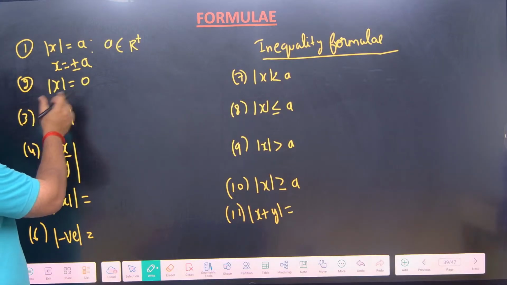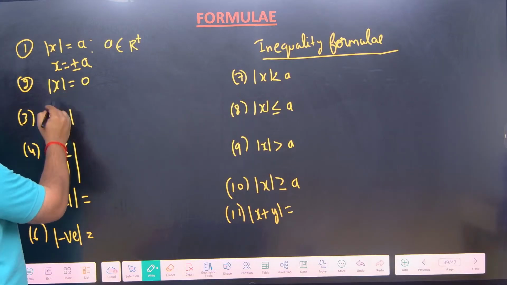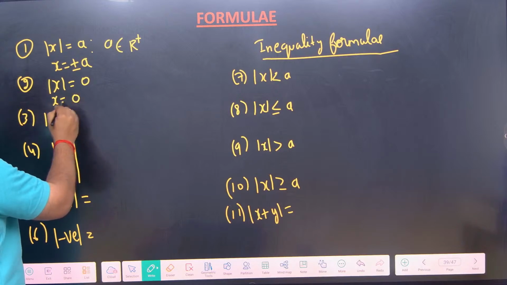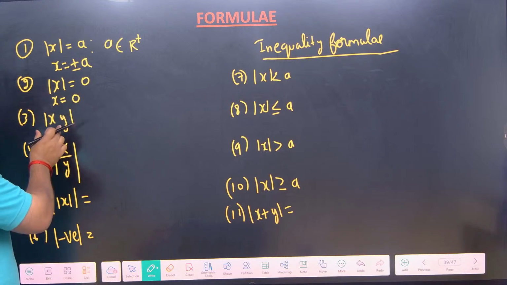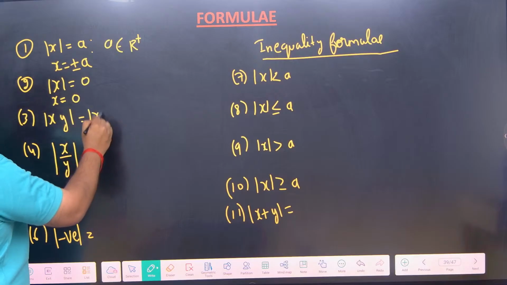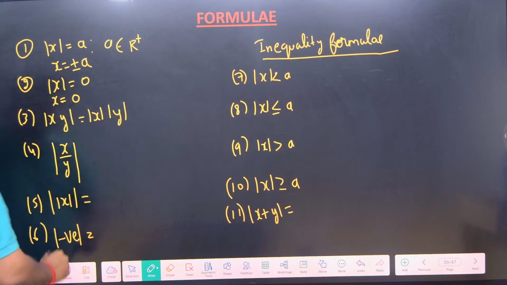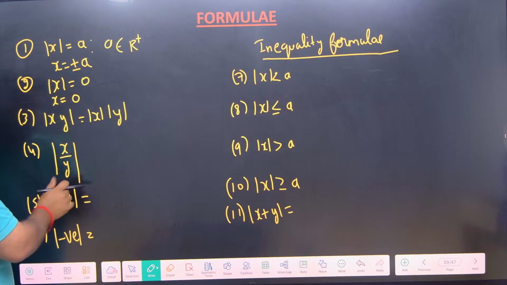Similarly, if mod x is equal to 0, then x will be directly equal to 0. And mod of xy we can write as mod x into mod y. Similarly, mod of x by y can be written as what?